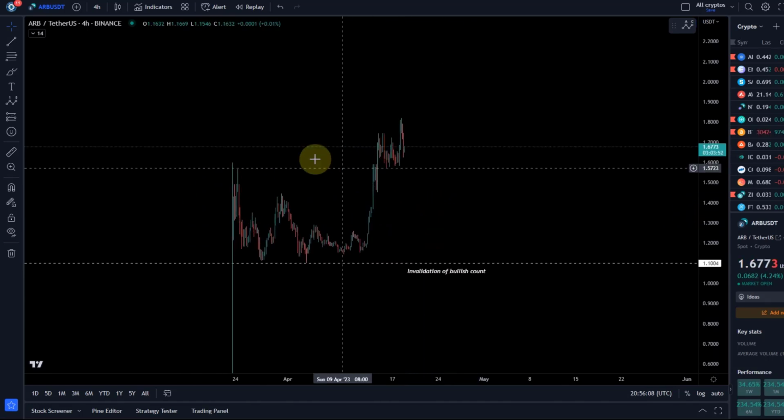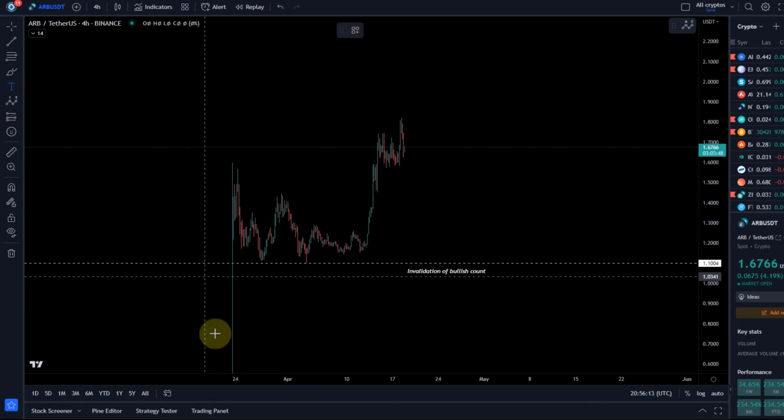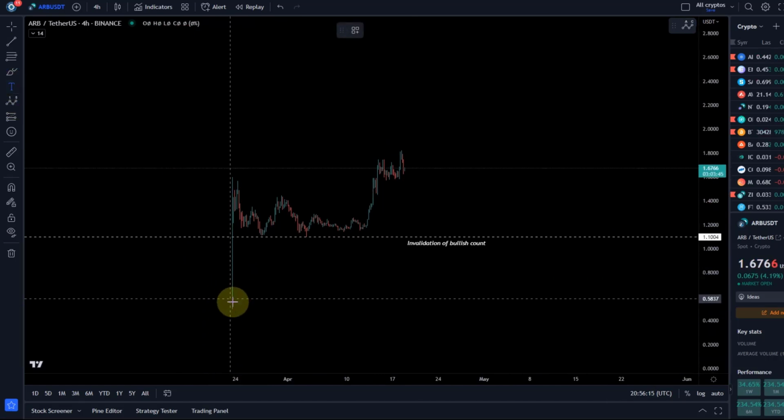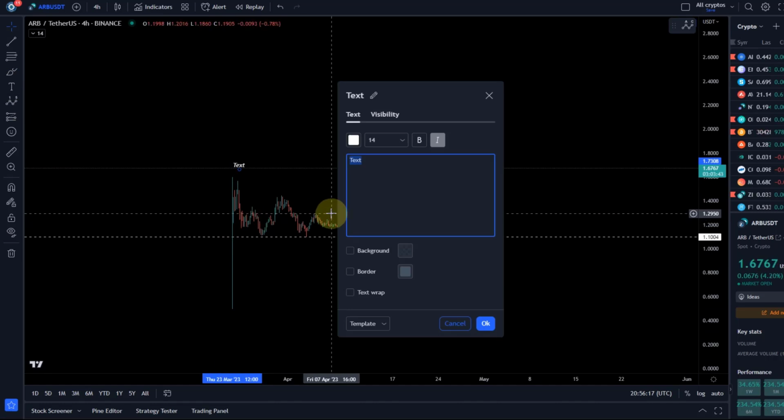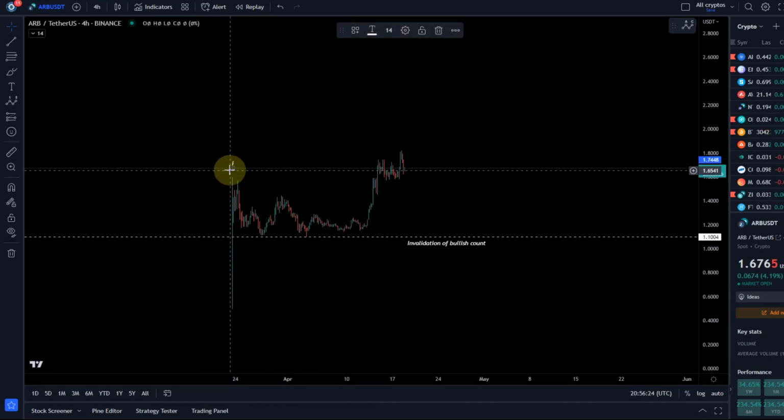All right, so what do we have? We have the potential that this is certainly something that you can count as a wave one to the upside. It would be how you can normally start with a wave one here. Then again, it came down here in an ABC structure.